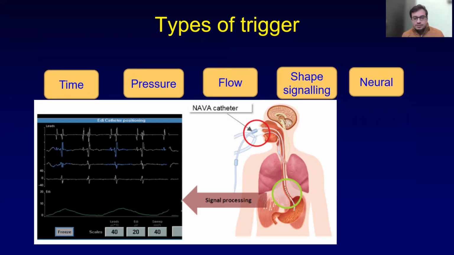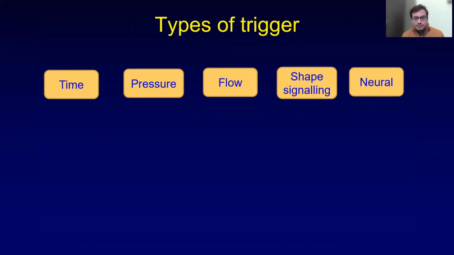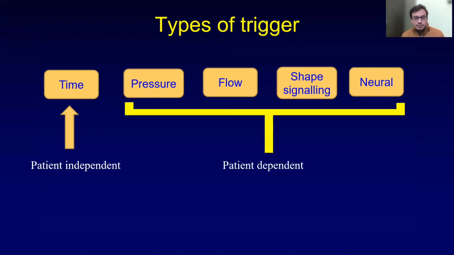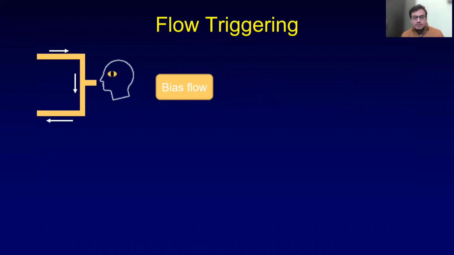Of all these types of trigger, the time, pressure, and flow triggers are the most commonly used trigger mechanisms. Time trigger is patient independent, whereas other trigger mechanisms require the patient's contribution. Okay, that is a very important point you must understand. Now, the flow trigger is the most commonly used form of triggering compared to the other types of patient triggering.